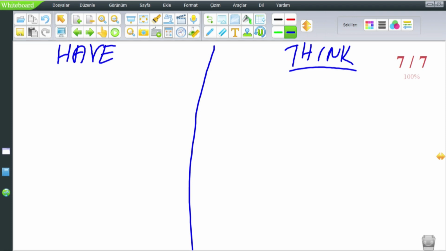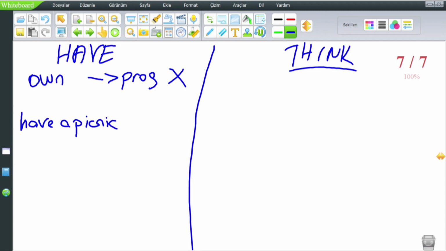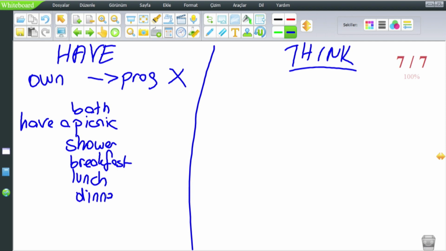When have means owning something, for example, I have two sisters, I own two sisters, you cannot use this one in progressive. But if it's in a phrasal form, for example, have a picnic, have a shower, have a bath, have breakfast, have lunch, have dinner, when we use it like this, it loses its meaning of owning something. So we can use these with progressive tenses.